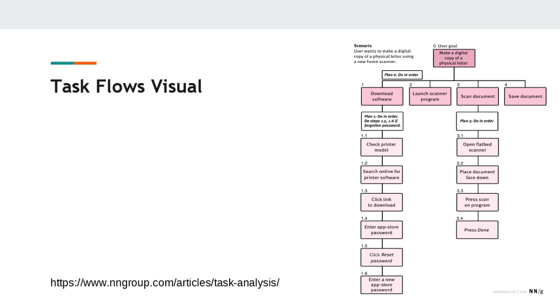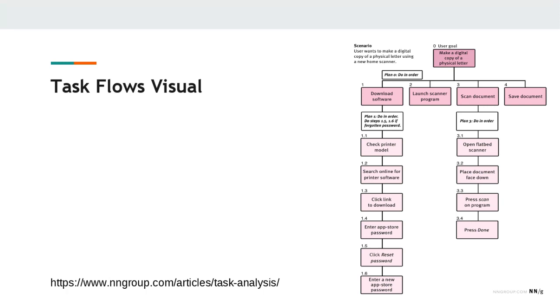This is taken from the Nielsen Norman Group, Jakob Nielsen. And you will have to decide on a legend. You will have to decide on how you want to illustrate. But they say, user scenario: user wants to make a digital copy of a physical letter using a new home scanner. So here they're talking about making a digital copy of something using a scanner. So they're giving you a task using a technology. So this is why you're obviously going to see technology.